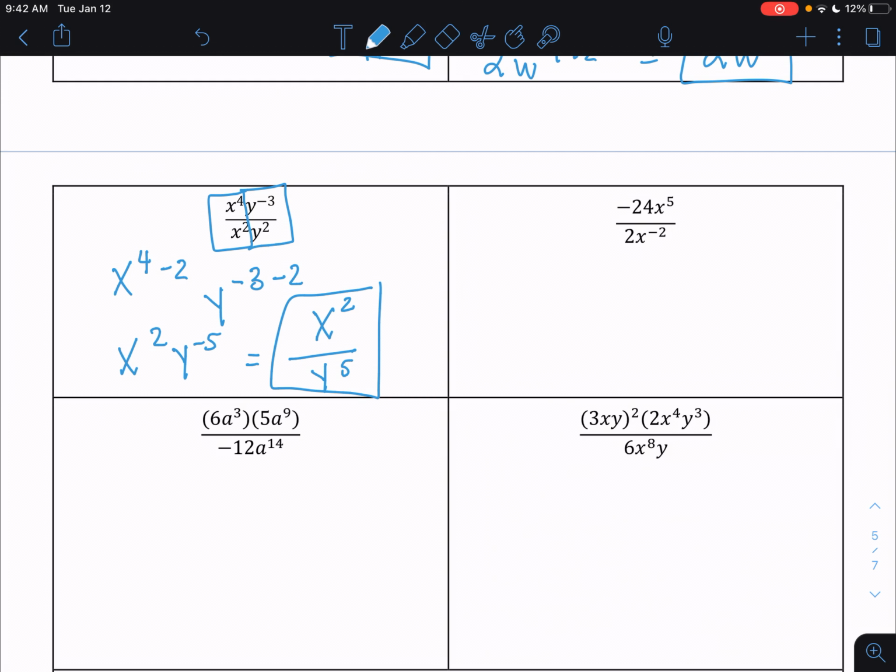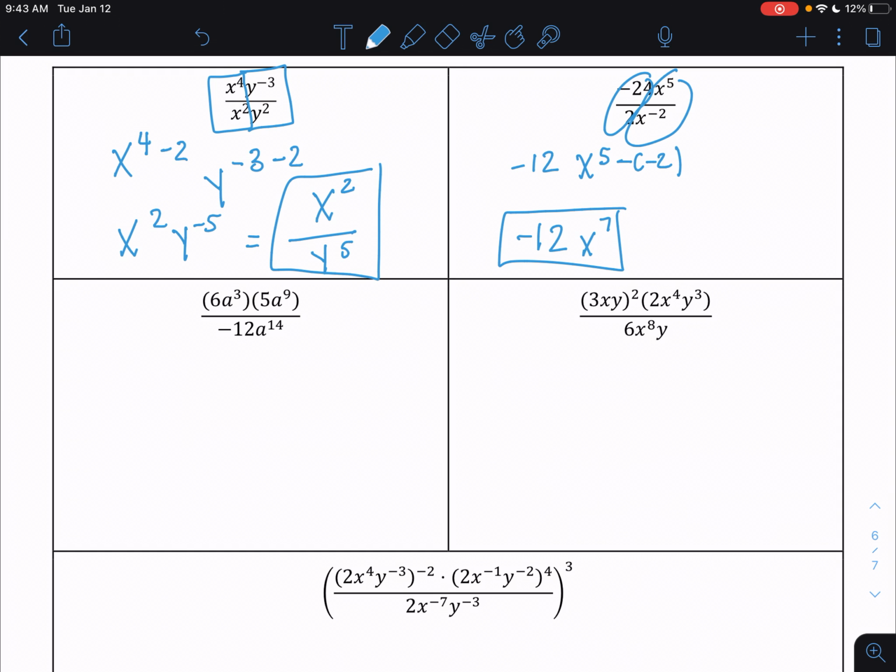All right, our next one, we have regular numbers or coefficients in the front, so we have to divide those first. Negative 24 divided by 2 is negative 12. And then we have our x's. X to the 5th minus negative 2. Again, remember, the minus negative is kind of like a plus, so we'd have x to the 5th plus 2. So 5 plus 2 is 7. So x to the 7th.